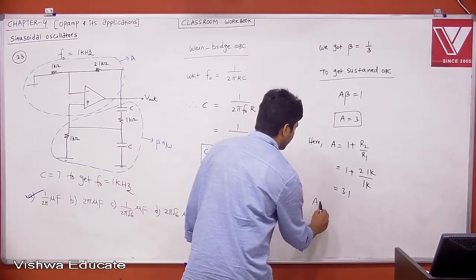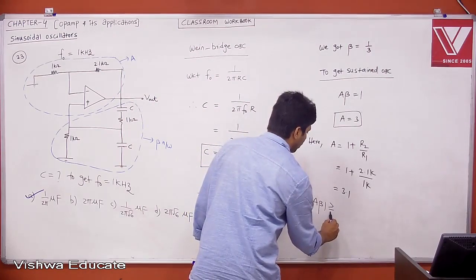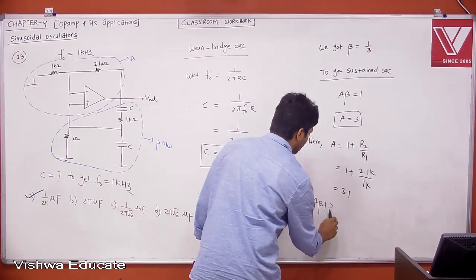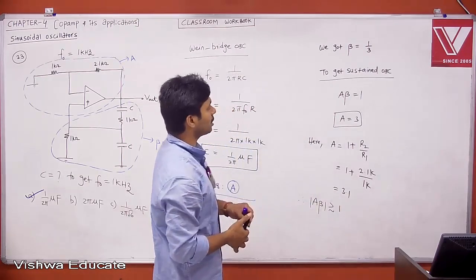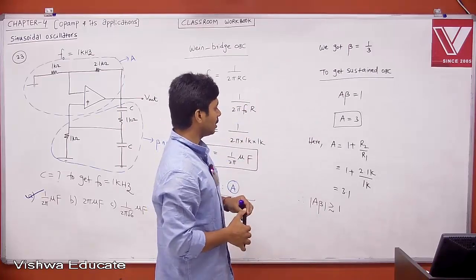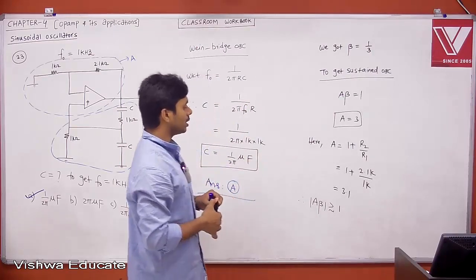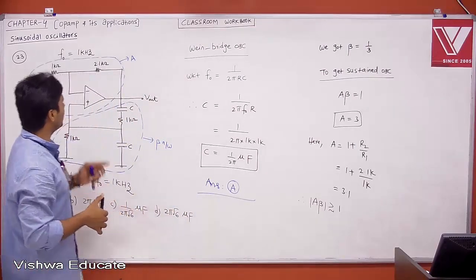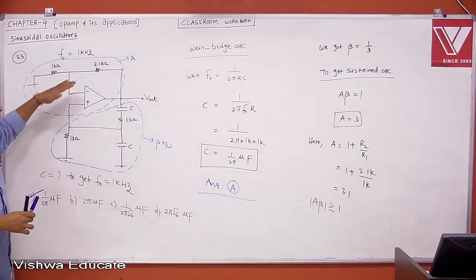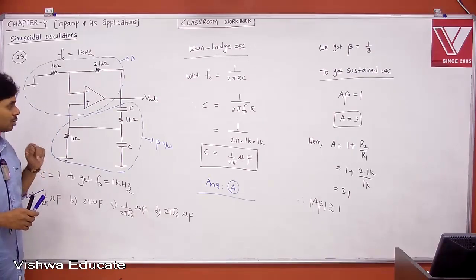Therefore, overall, your A beta is greater than or approximately equal to 1. Because beta is 1 by 3, A beta is 1 by 3 into 3.1, which is slightly greater than 1. That's what I told. Practically, A beta will be taken slightly greater than 1. This is intentional. Don't think that it is wrong. This is correct only.